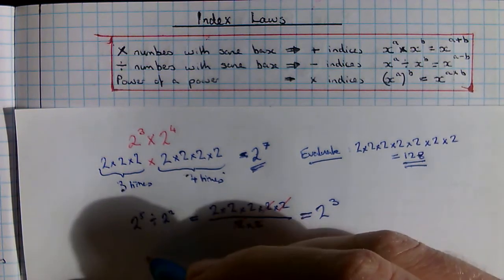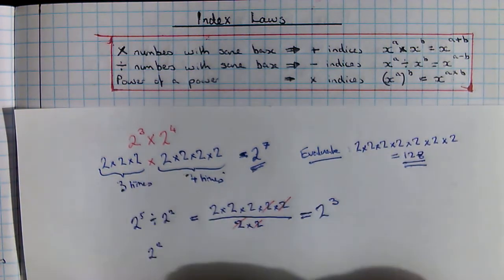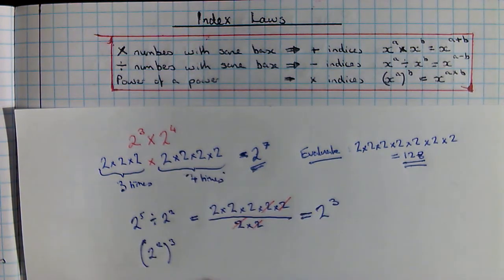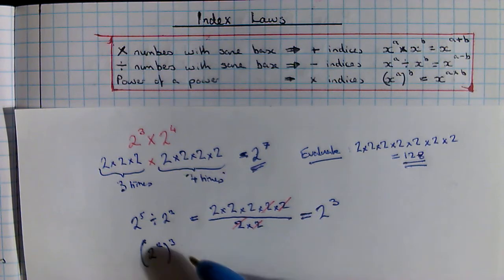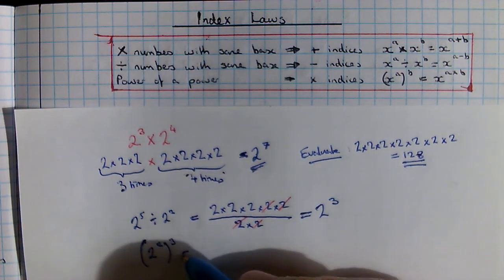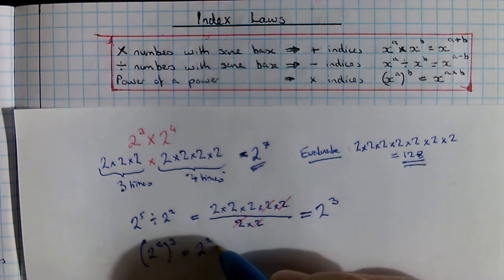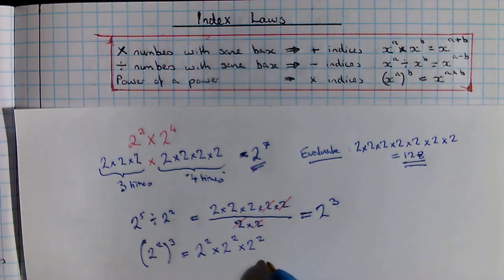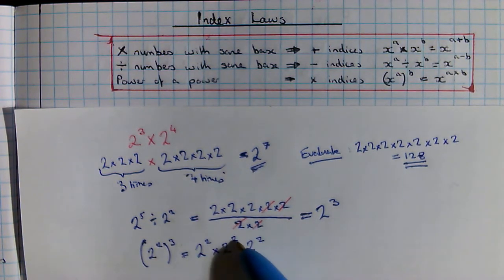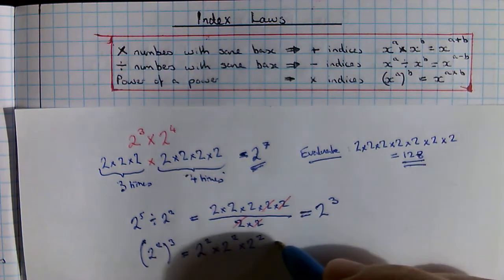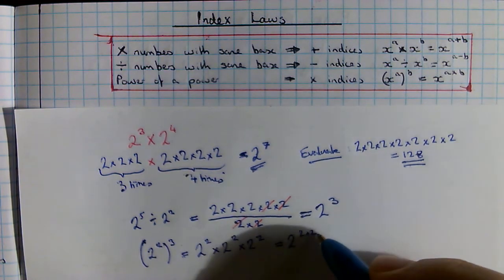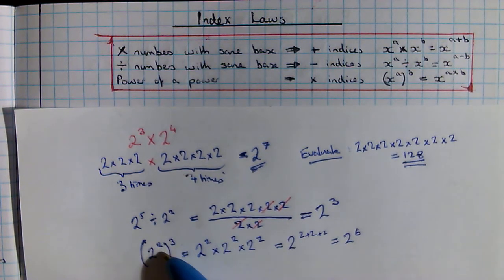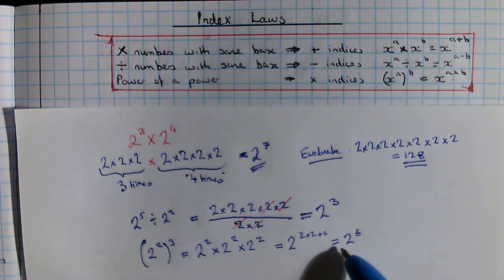The last rule, let's say I've got 2 squared and it wants me to cube it. This is the one that people often make mistakes about. So let's just think what that means. That means multiply 2 squared by itself 3 times. It's 2 squared times 2 squared times 2 squared. If we go back to our addition rule, that tells me to add my powers. 2, 4, 6. It's 2 to the power of 2 plus 2 plus 2, which is 2 to the power of 6. So when I've got a power of a power, I multiply them together. 2 times 3 gives me 6.